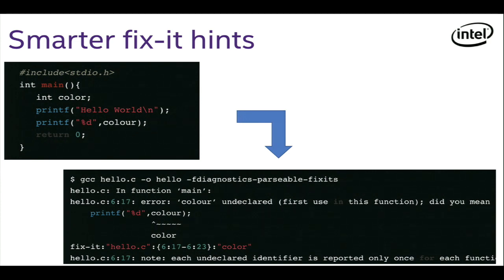So the smarter fix hints are included by default in GCC. I don't know any distribution right now that removes these flags when providing the compiler. For example, Fedora is using this one, and I think that Ubuntu also enabled it in the latest version.